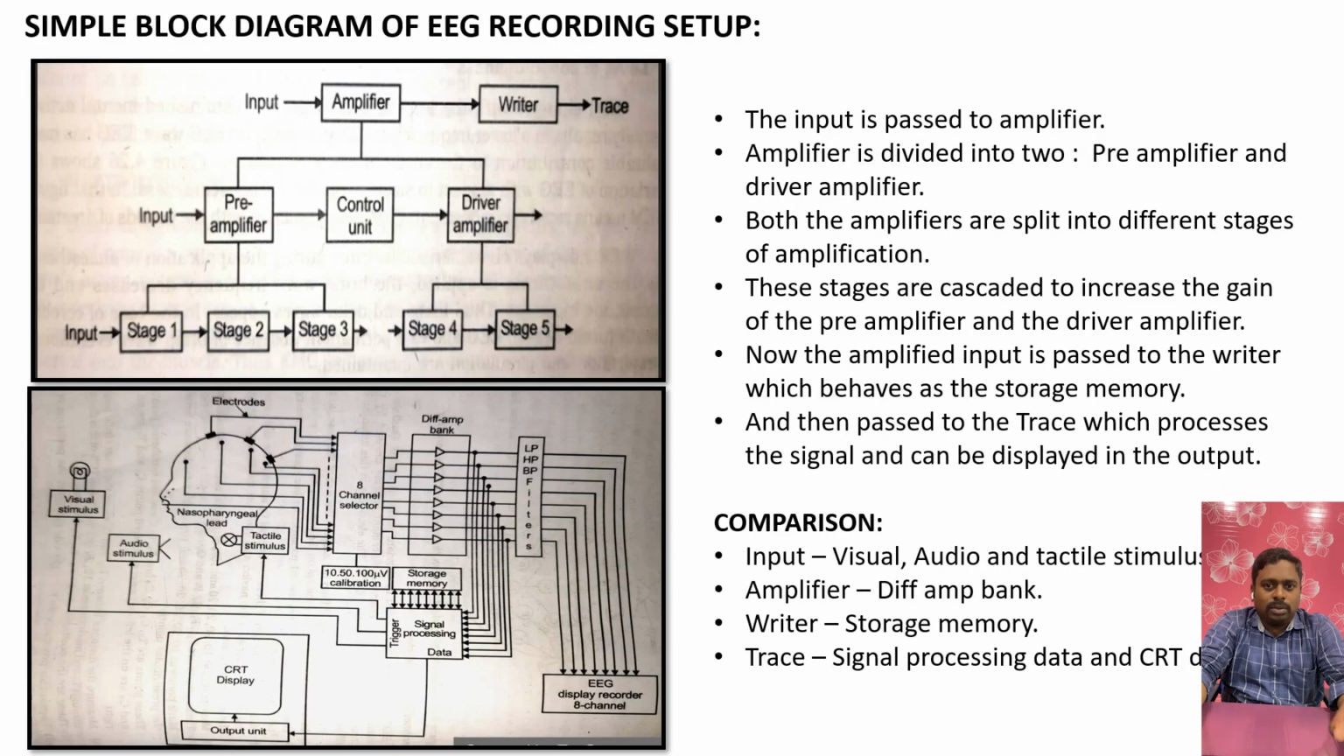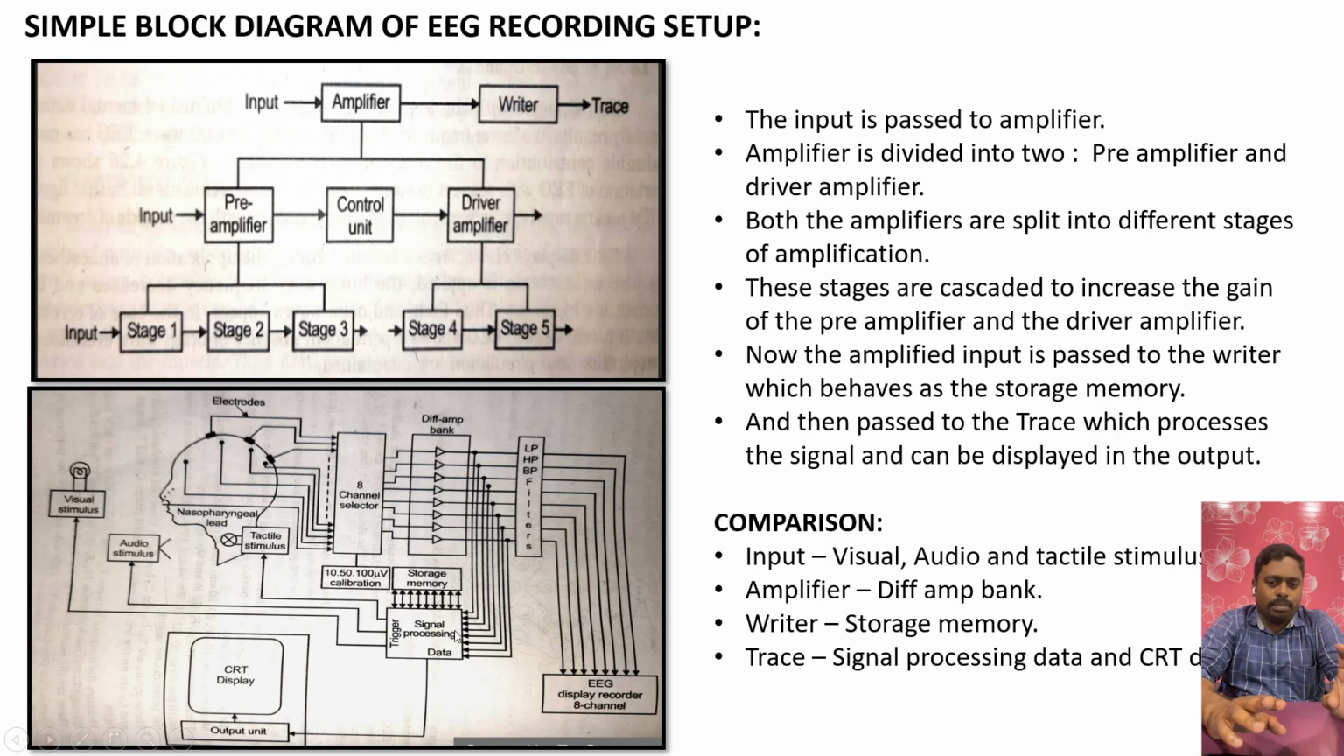Next, the input should be passed to the amplifier. The amplifier is further divided into two: the pre-amplifier and the driver amplifier. Both amplifiers are split into different stages: stage 1, stage 2, stage 3, stage 4, stage 5. These stages are cascaded to increase the gain of the pre-amplifier and driver amplifier. Now the amplifier output is passed to the writer, which behaves as the storage memory. Further, it is passed through the tracer, which processes the signal so it can be displayed through the output unit.